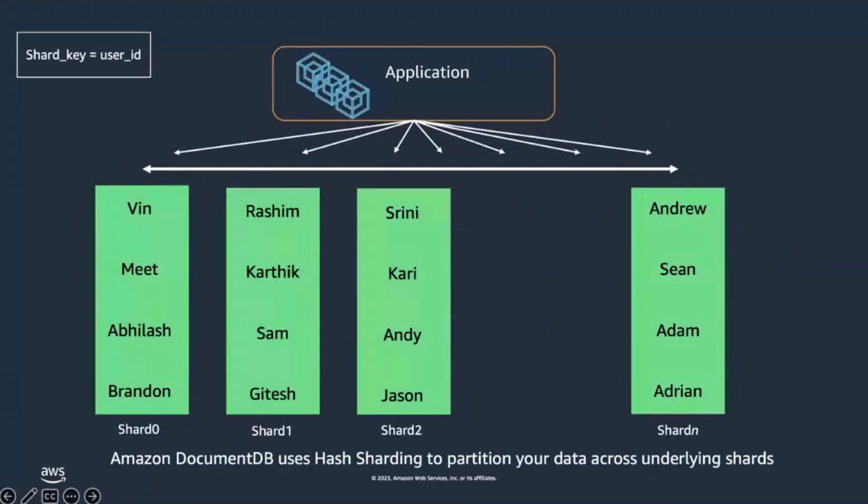What we do with the shard key is run it through a hash function, which in return gives us a hashed value. So think of it as a randomizer. This helps us more evenly distribute the data across the shards. So you can see here that our documents are evenly distributed across the shards, and we achieve that using hash sharding.